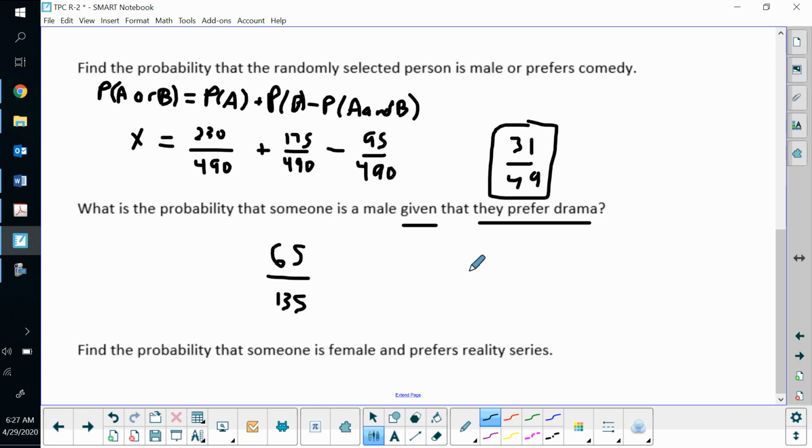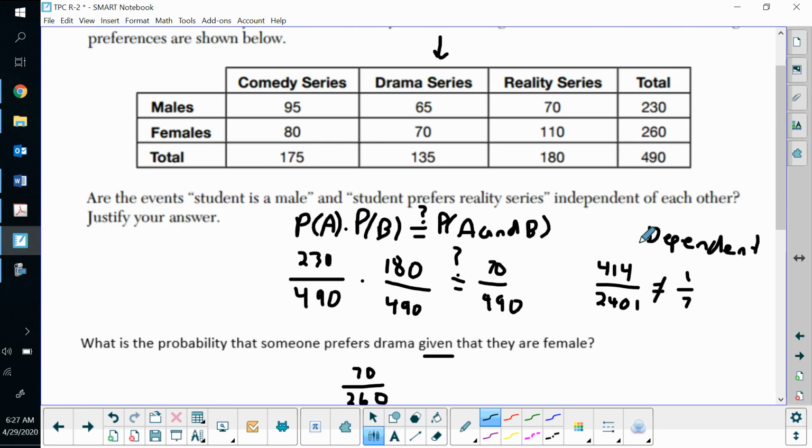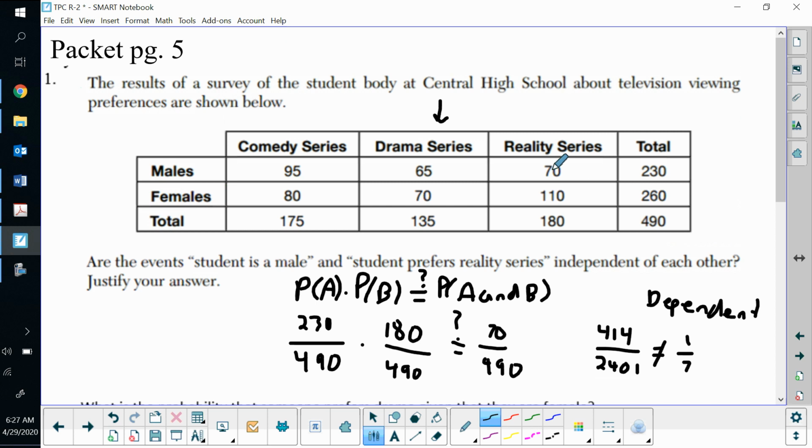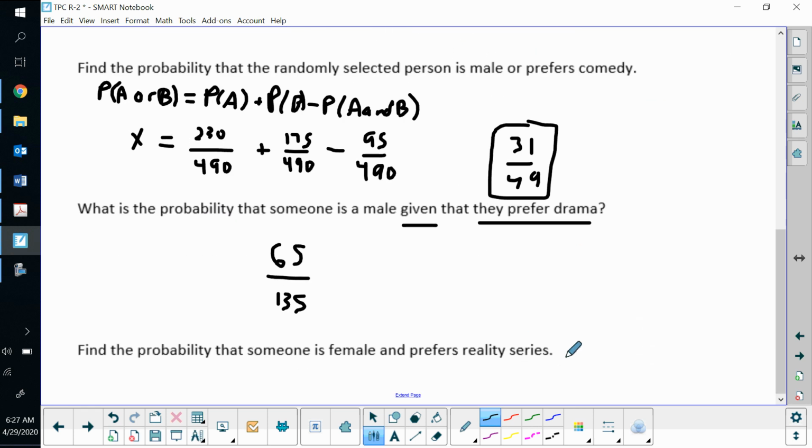And find the probability that someone is female and prefers a reality series. When it's an and, we're just looking for the crisscross. So female and reality series. Here's female, here's reality series. So we got 110 over 490.